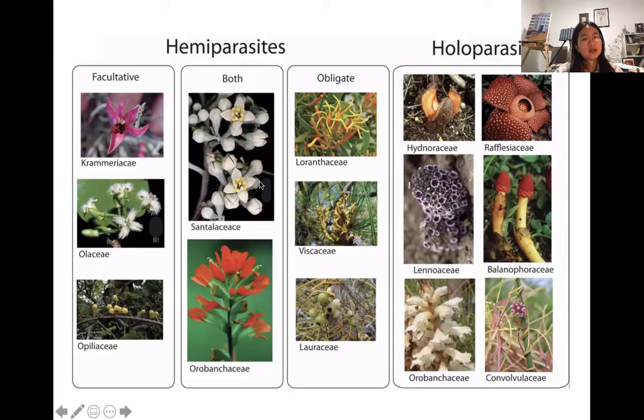Another thing I want to point out here is that within hemiparasites, there are also facultative and obligate parasites. This means that facultative parasites can complete their life cycle without a host, while obligate parasites require being attached or associated with the host in order to complete their life cycle, like flowering and then producing fruits, etc.